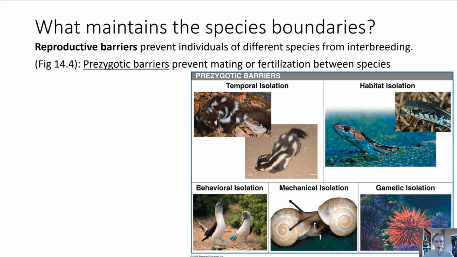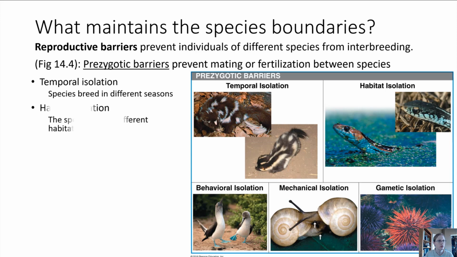First on the list, we have temporal isolation. Temporal isolation refers to the fact that different species may have different breeding seasons. If you have 2 different types of animals that live in the same habitat, perhaps they just don't breed at the same time of the year. Temporal refers to time. We could also have habitat isolation: if the 2 species don't live in the same area, then they're not going to attempt to interbreed, so that would be a pre-zygotic barrier.